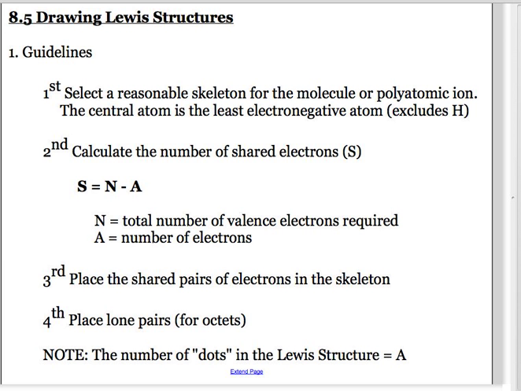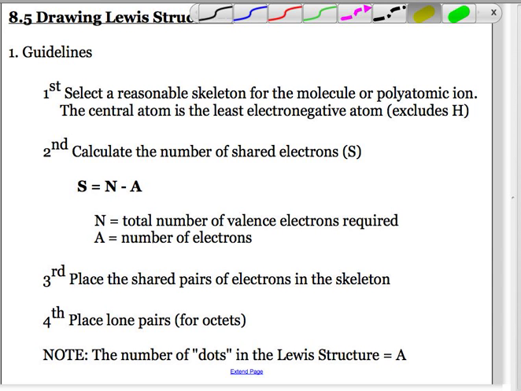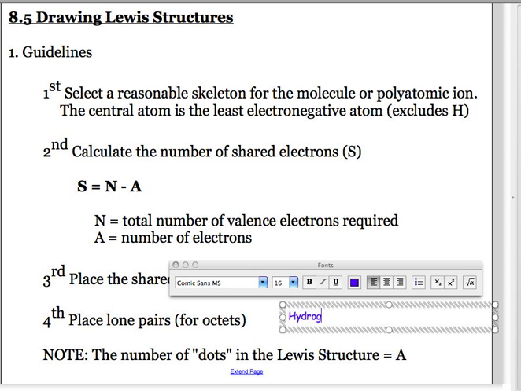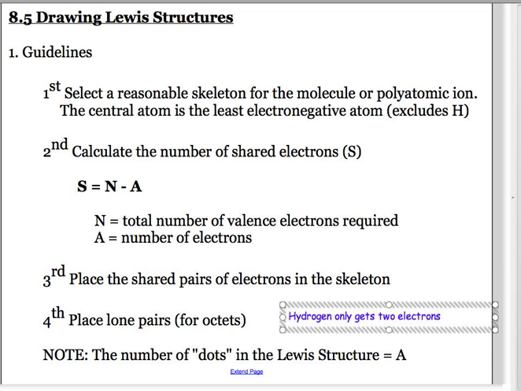Third, you actually place the electrons, so any shared electrons means bonds, so you draw those in. And then fourth, you make sure that everyone gets octets. The only thing you may want to write down here is remember that hydrogen only gets 2 electrons, because that's all he can handle. Helium doesn't really matter because he doesn't form bonds. So we'll start off pretty easy.